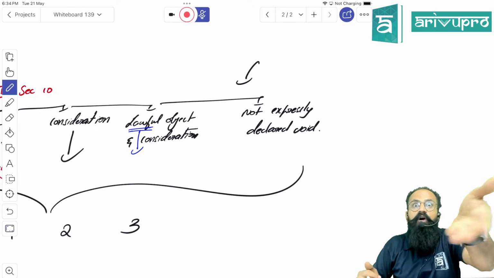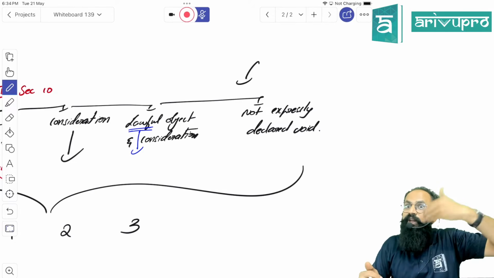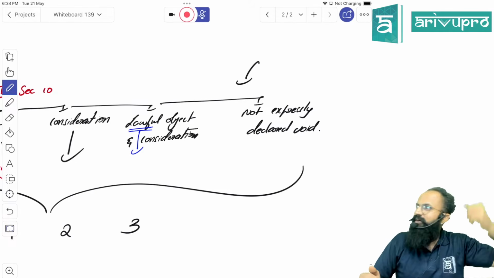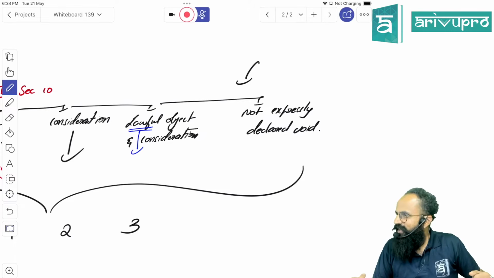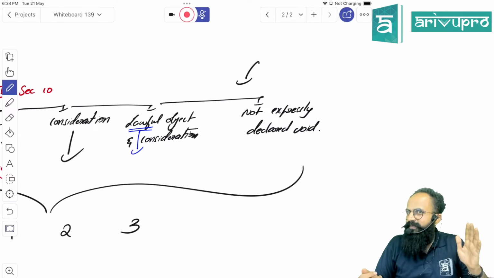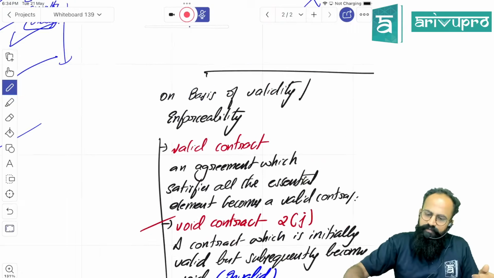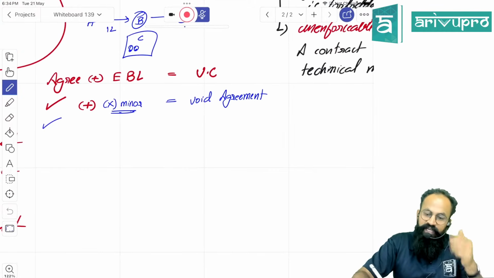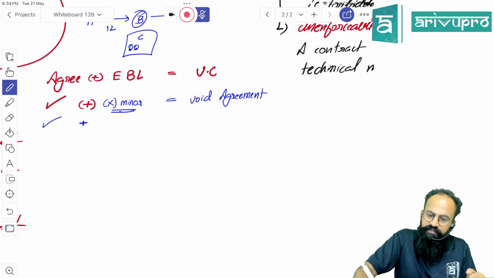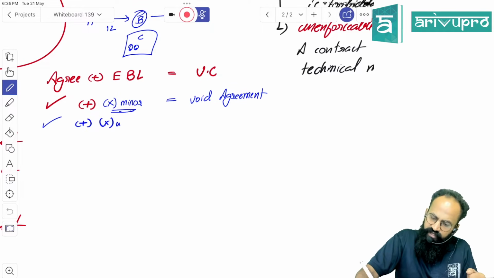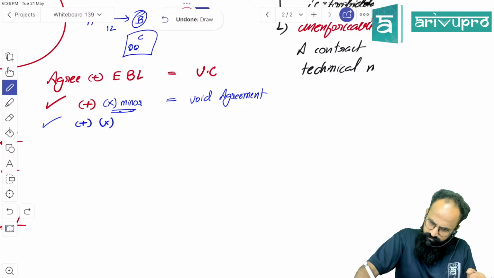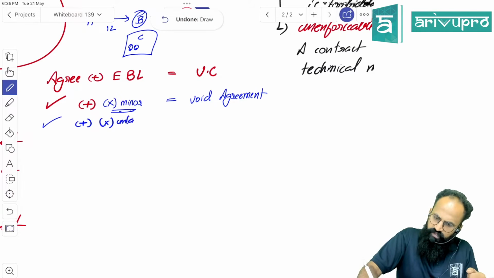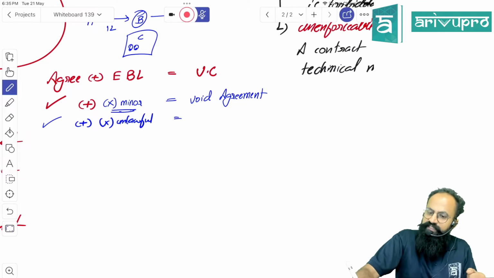Now, what will you call such an agreement? Such an agreement will now become an illegal agreement. Understood? Getting a fair idea? So, the agreement is there, but something is not there. What is not there? It was not lawful. So, I am just writing it as unlawful. If it is unlawful, then what will I call it? I will call this an illegal agreement.